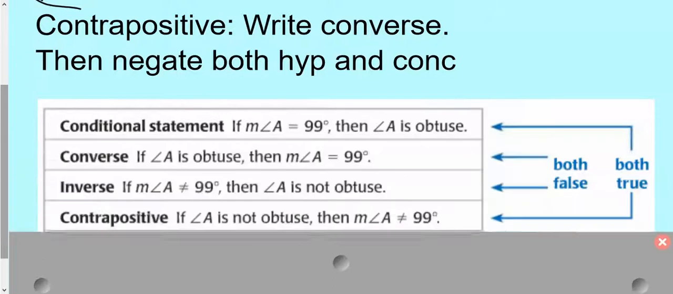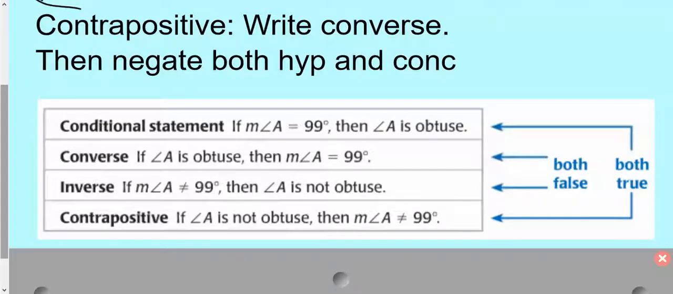Okay, so here's an example for you guys. If the measure of angle A is 99 degrees, then A is obtuse. So that's the conditional. And like I said, some of these might be true and some of these might be false. Converse, we're going to switch it around. So if angle A is obtuse, then the measure of angle A equals 99 degrees. And this is false. The inverse, we're going to negate both the hypothesis and the conclusion.